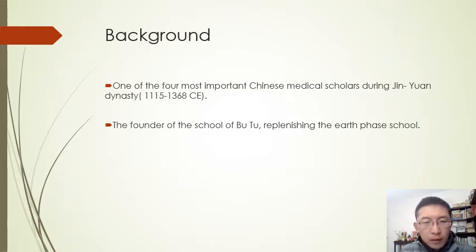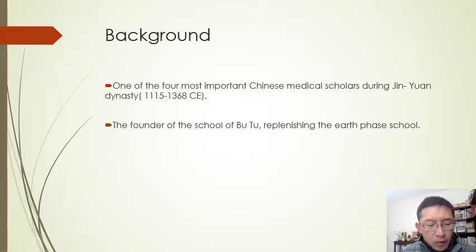So the background of Li Gao. Master Li Gao is one of the foremost important Chinese medical scholars during the Jin and Yuan dynasty. He lived in the late 12th century and early 13th century. And he's the founder of the school of Butu Pai, which is the replenishing the Earth school.